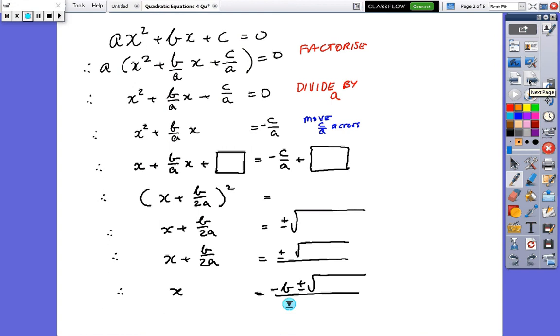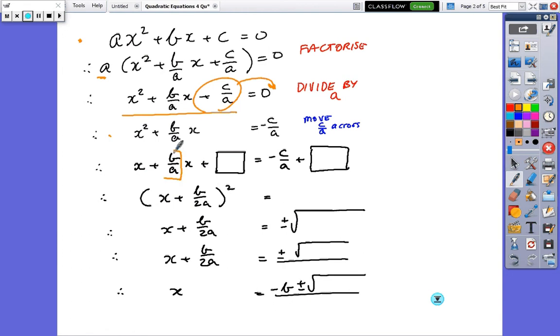Okay, so we're going to use the completing the square technique. I've already started some things from the previous page. What we do is we divide by, or factorize the a out so that it looks like a monic, and then we divide by a. So we end up with this for the time being. Now we're going to use the completing the square technique. The first thing you do is you move the c over a across the other side, so it becomes minus c over a. So that's still the same as the previous line.